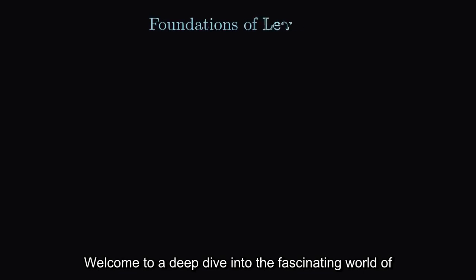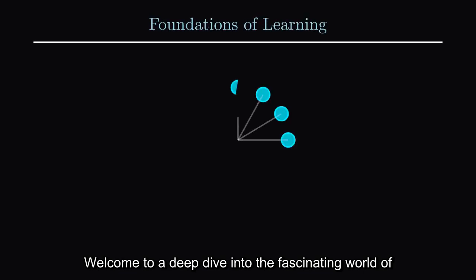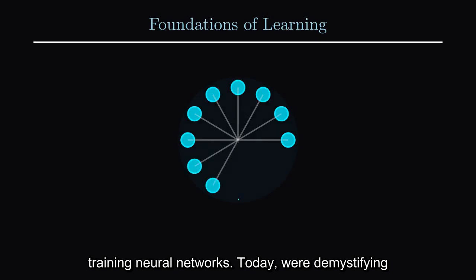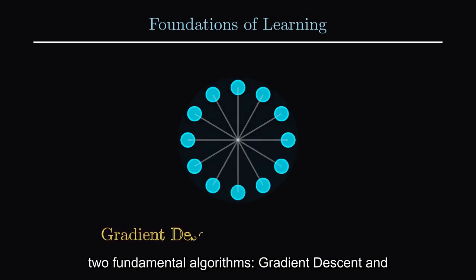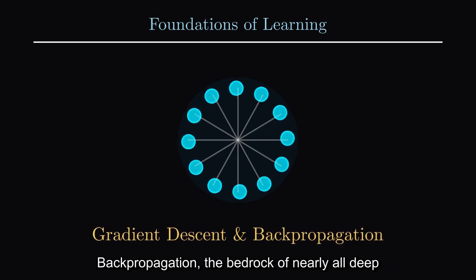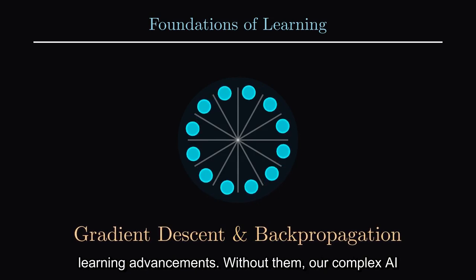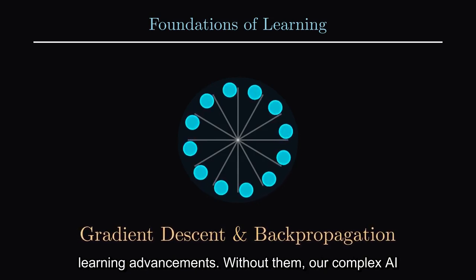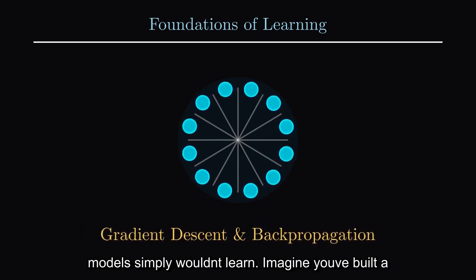Welcome to a deep dive into the fascinating world of training neural networks. Today, we're demystifying two fundamental algorithms: gradient descent and backpropagation, the bedrock of nearly all deep learning advancements. Without them, our complex AI models simply wouldn't learn.